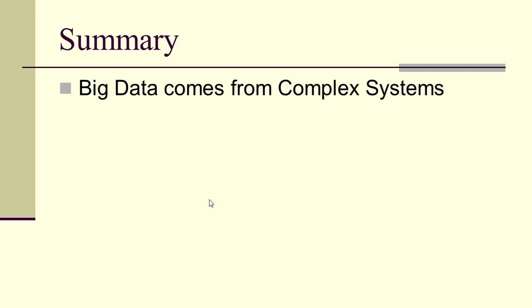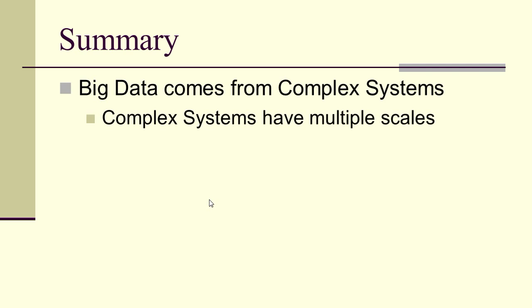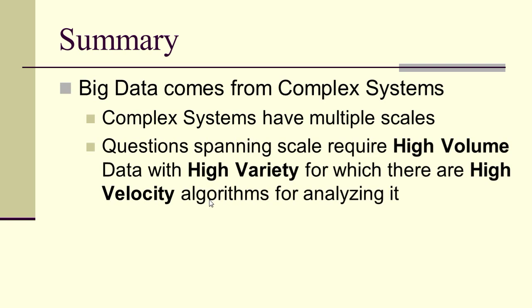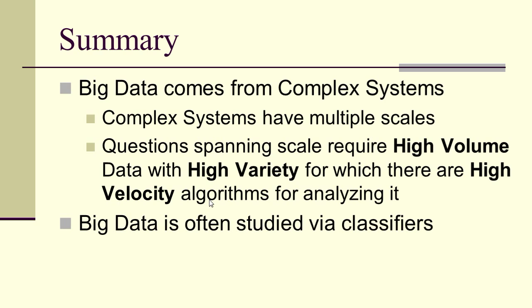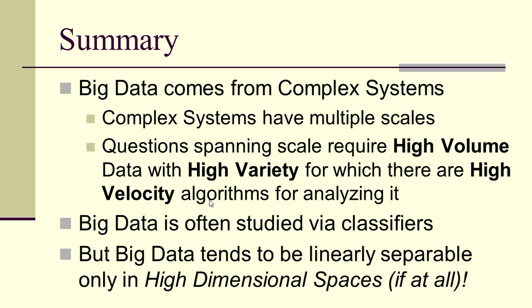So, big data comes from complex systems. Complex systems have multiple scales. Questions spanning scales require high volume with high variety and high velocity. And big data is often studied via classifiers. But big data tends to be linearly separable only in high dimensional spaces, if at all.